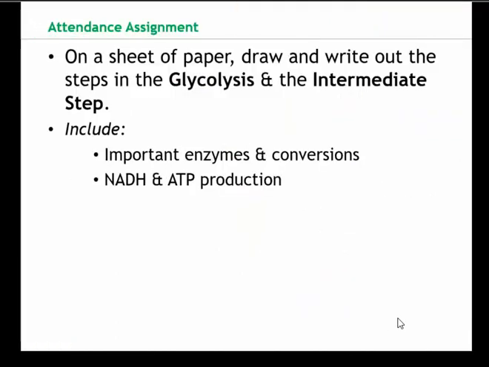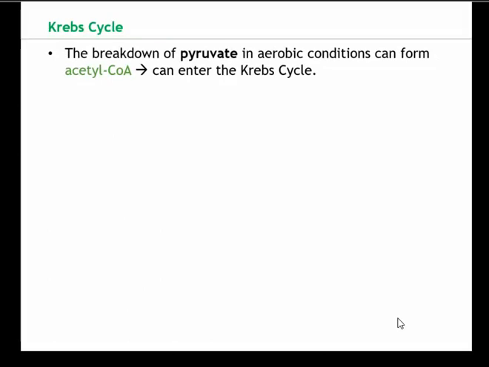Okay. So normally we would do this in class at the end of our lecture, and you would draw out the steps of glycolysis and then add the intermediate step. Again, I think drawing out stuff is really important for learning. You don't have to do this, but it is suggested because knowing this process is really important. I had to do this in my undergrad and in my master's when I was taking bioenergetics. So draw the steps of glycolysis, know where everything is, and then add that intermediate step. Just know what happens, the important enzymes, conversions, NADH, and ATP production. But let's move on to the Krebs cycle.